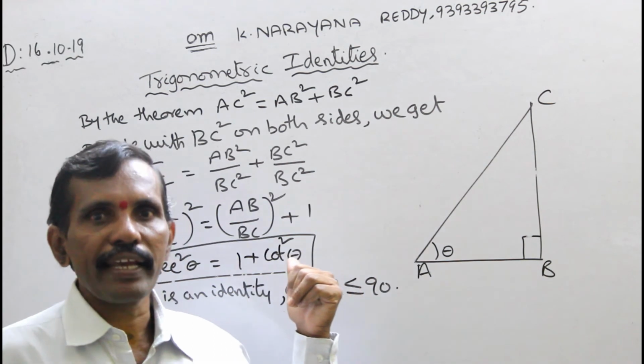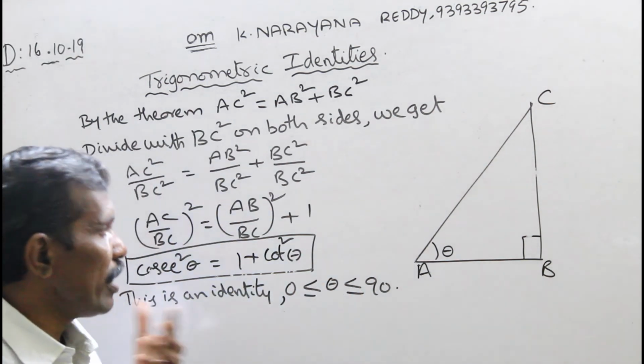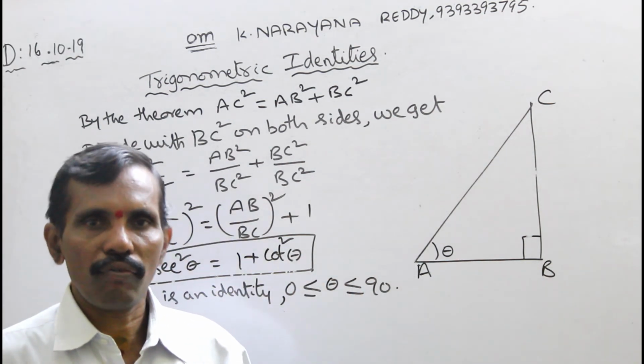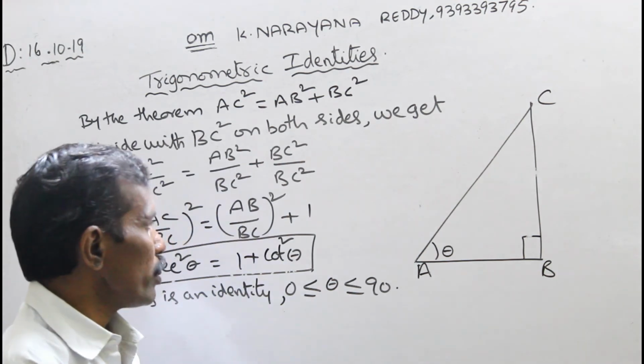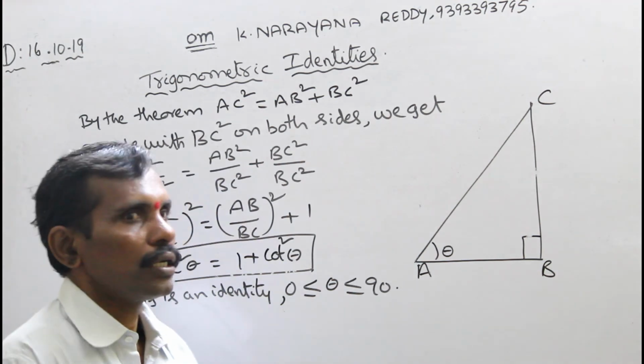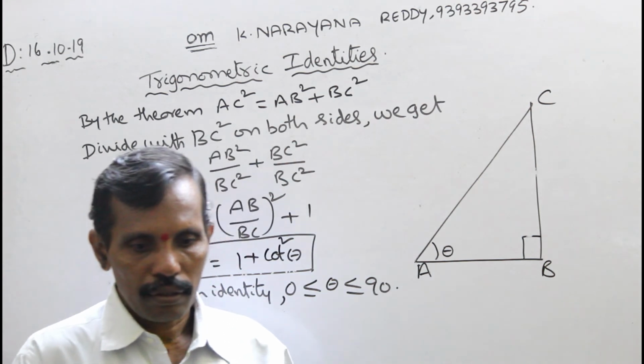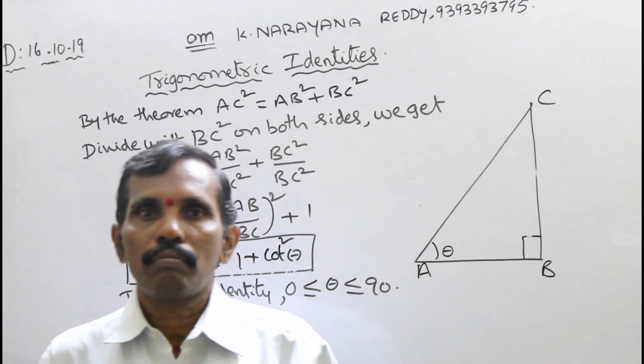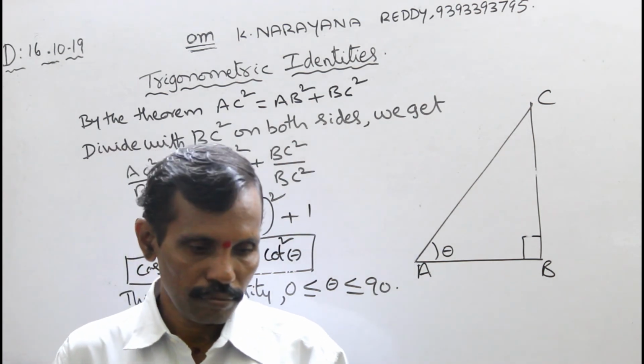So this is trigonometric identity. We can prove for any value of theta. Okay. So dear friends, this is very important in trigonometry. Not only for Olympiad but also for examination point of view.